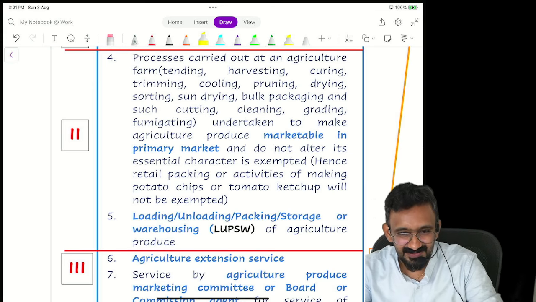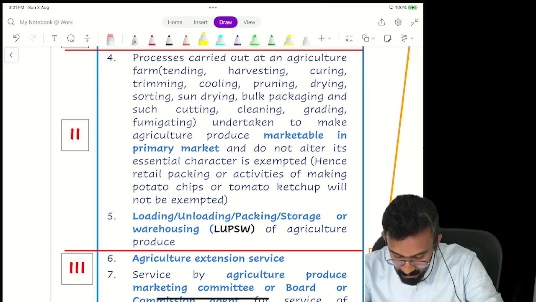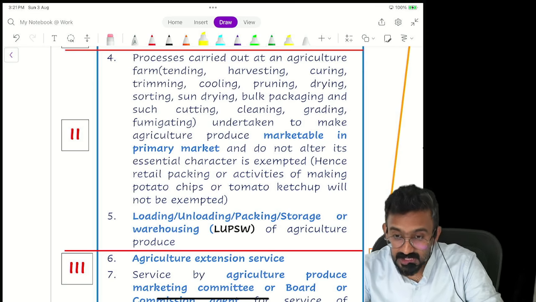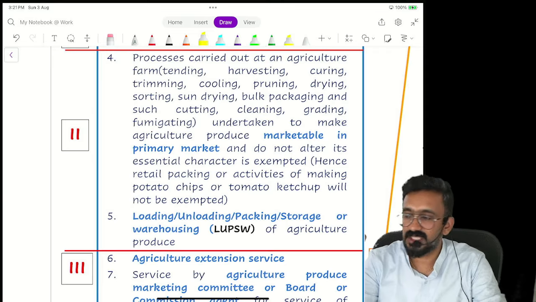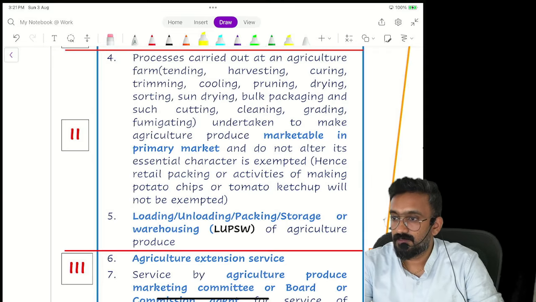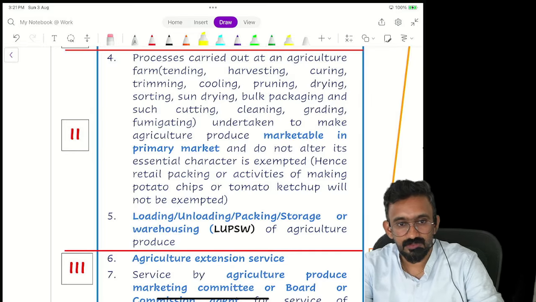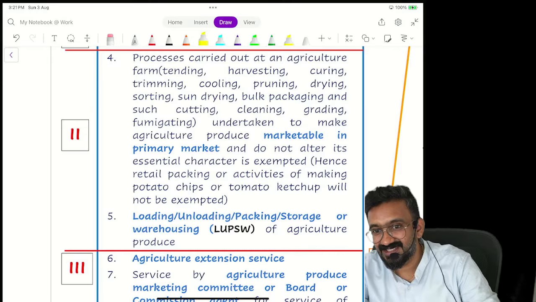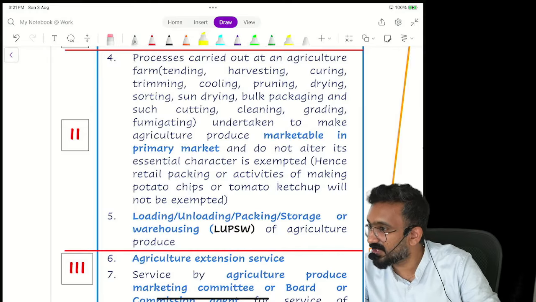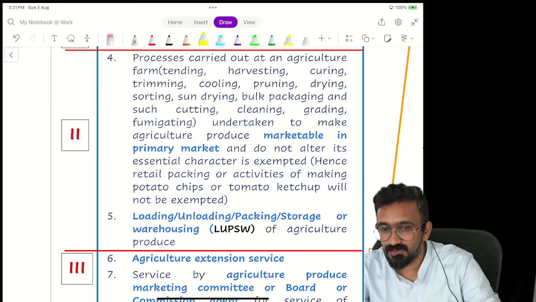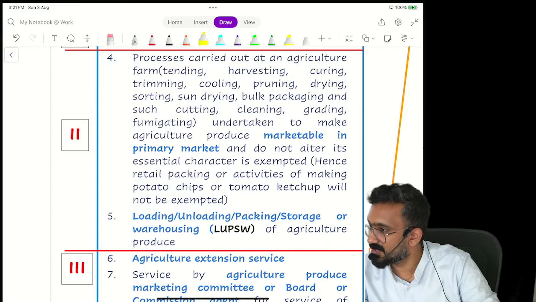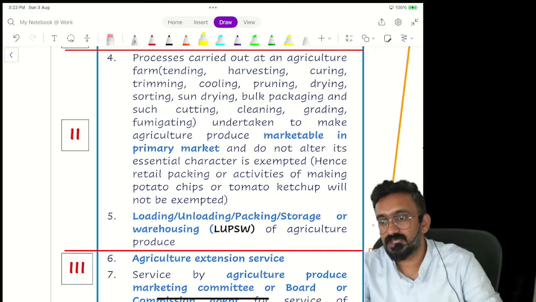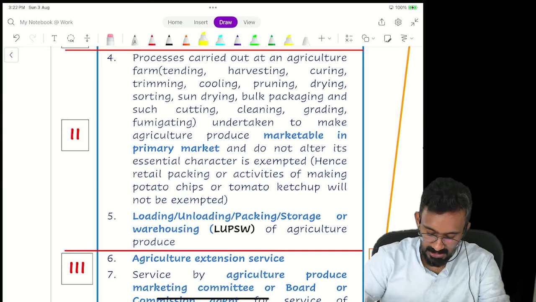That's a primary market. Also they put a condition: it should not alter its essential character. Which means that a tomato farm appointing somebody to make tomato ketchup, would that activity be exempted? No. Why? It changes its essential character. A tomato ketchup is a different product. Tomato should be cleaned to make it marketable in the vegetable market. That is okay. Potato, somebody has been hired to make potato chips. Would it be exempted or taxable? Taxable. Changes essential character again.